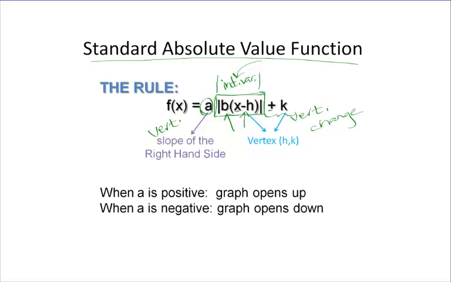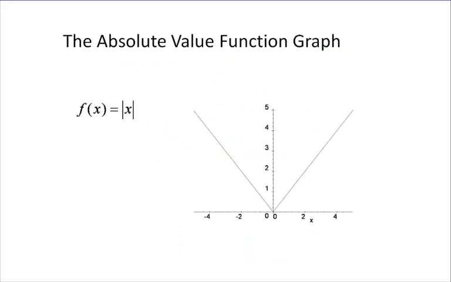When A is positive, the graph is going to open up. When A is negative, the graph is going to open down because a negative in front of that function reflects it over the x-axis, just as it has for other functions. So all the translations, reflections, all those kinds of things that we learned about all of the other functions are true for absolute value as well.